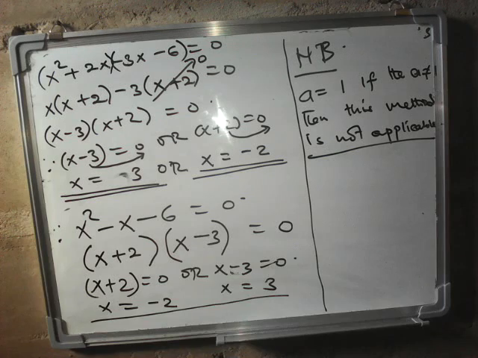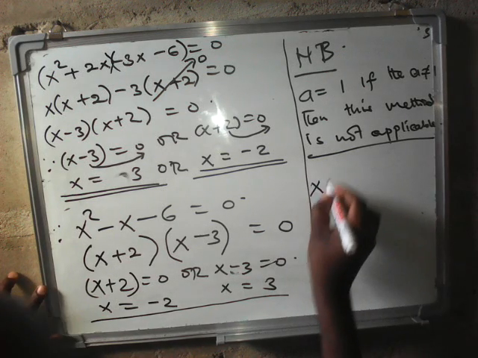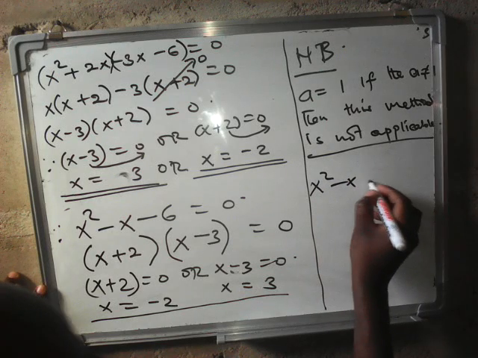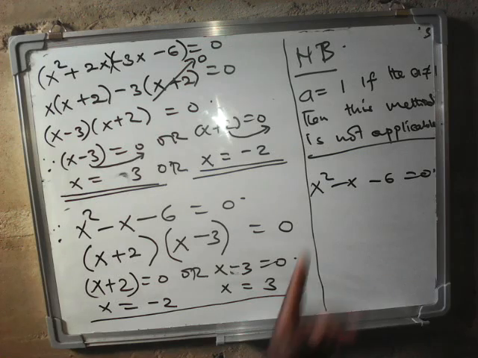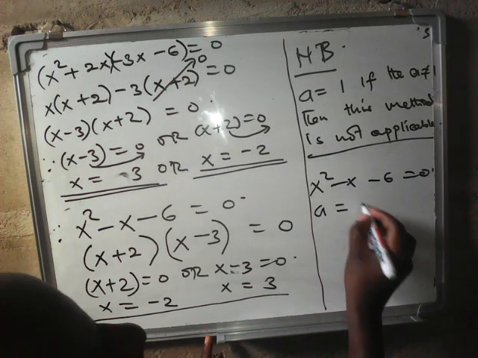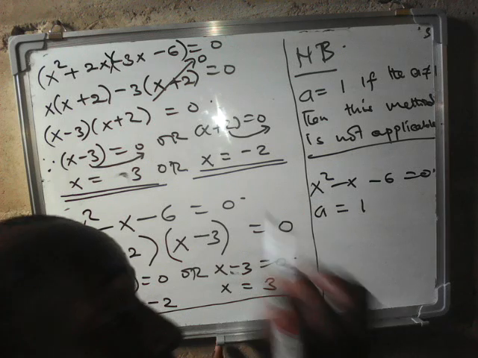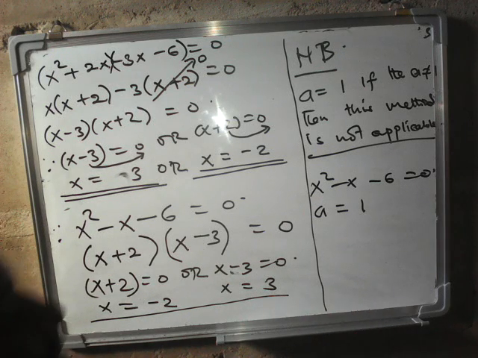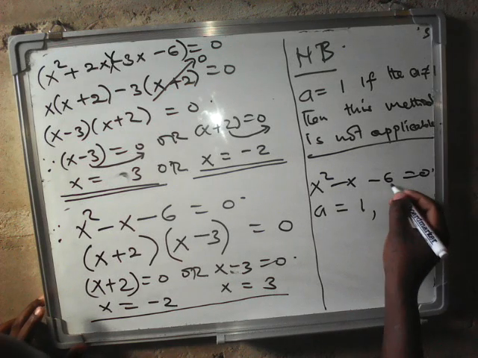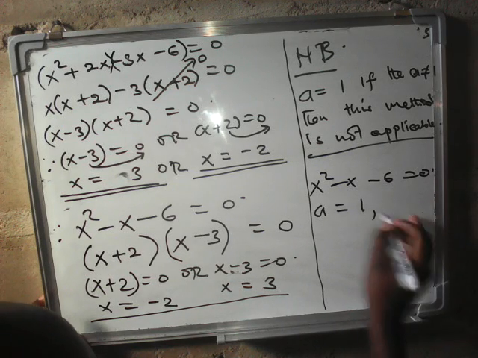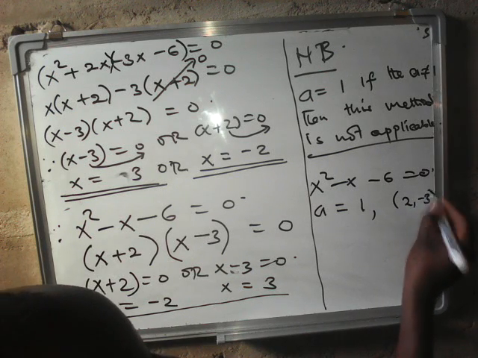Now, try to look at the same example, x squared minus x minus 6 is equal to 0. You realize that the coefficient a is equal to 1. Remember, it is not a negative 1, but it is a 1. So if it is just a 1, now you get the two numbers you can multiply, you obtain a negative 6, and you add, you get a negative 1. So that is a 2 and a negative 3.